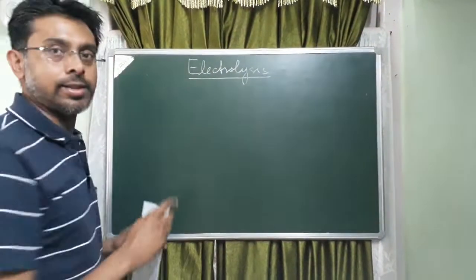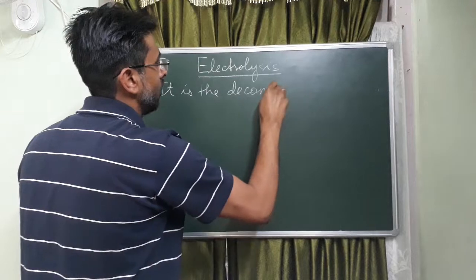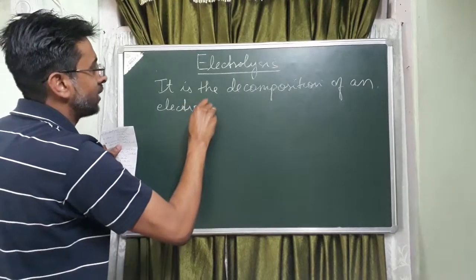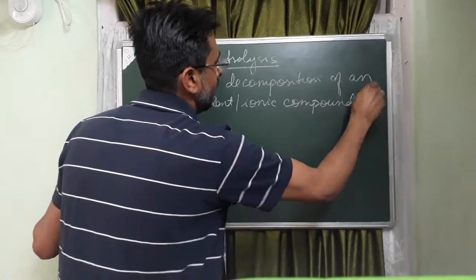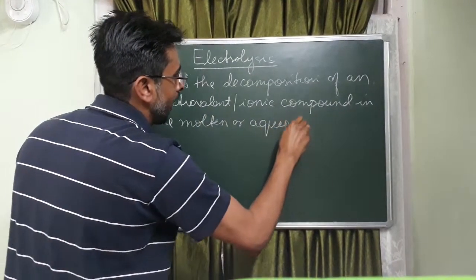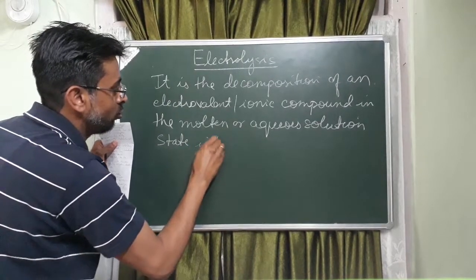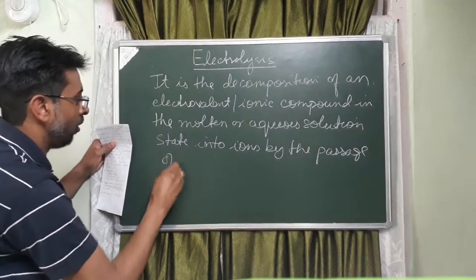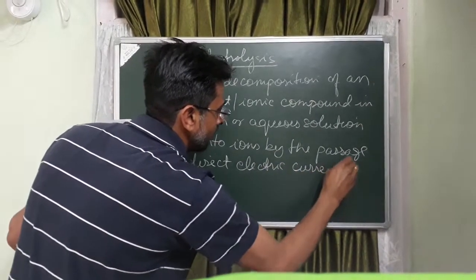Now, let us see. Electrolysis. It is the decomposition of an electrovalent ionic compound in the molten or aqueous solution state into ions by the passage of direct electric current through it.